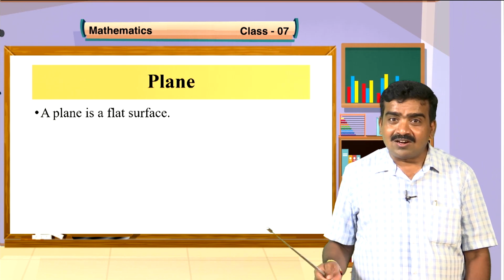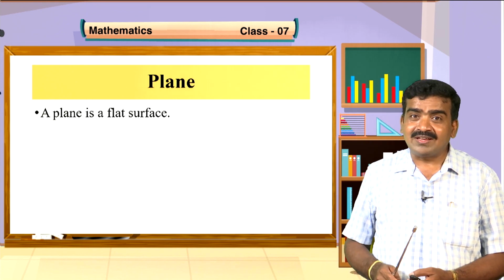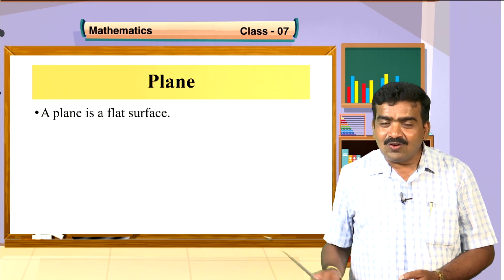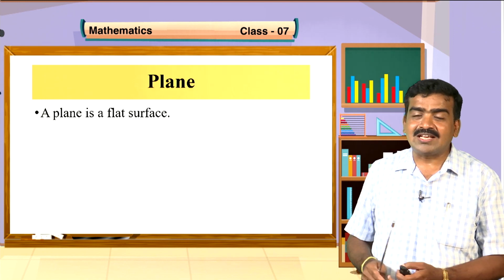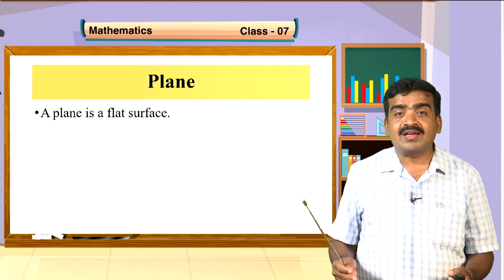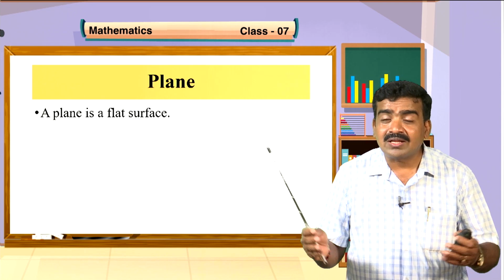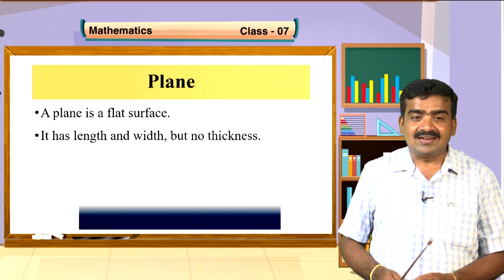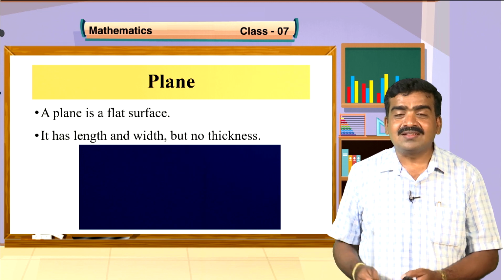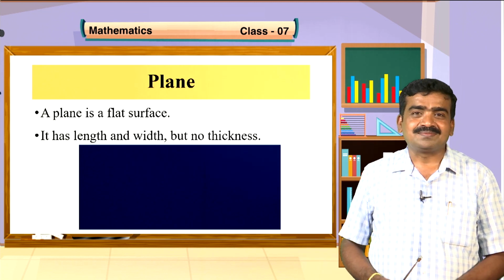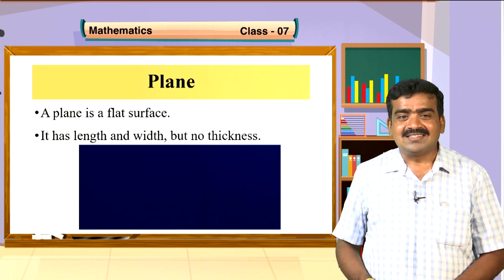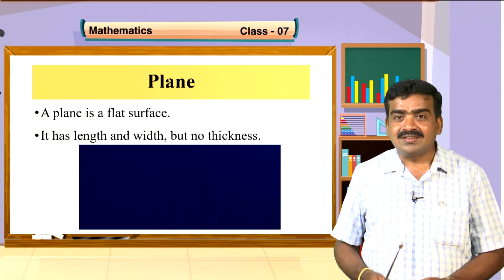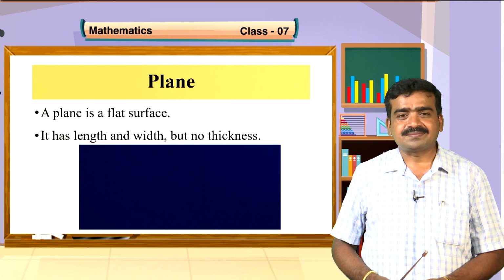Yes, you are right. A plane is a flat surface. A tabletop is an example of a flat surface. A floor is also an example of a plane, and a wall is also an example of a plane where we can draw two-dimensional geometrical figures, and it has length and width but no thickness. What is a plane? A plane is a flat surface. It has length and width but no thickness.